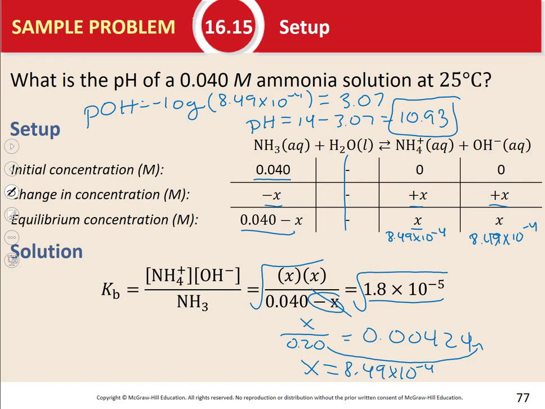Now, ammonia is a weak base, so would we expect the pH to be less than 7 or greater than 7? Greater than 7. So 10.93 is greater than 7. Make sure, again, your answer makes sense. So I'm dealing with a weak base. I expect my pH to be greater than 7. And sure enough, it is. Questions about how we did that one?